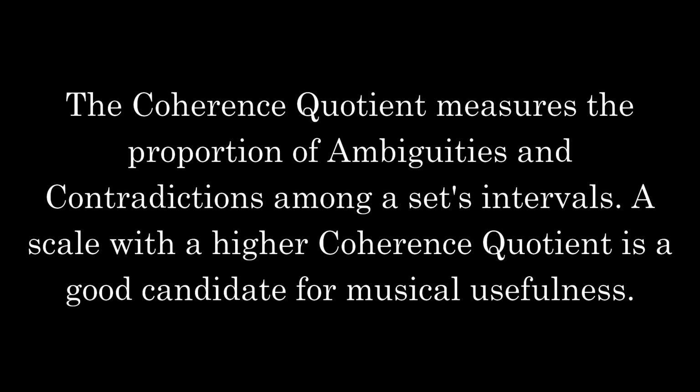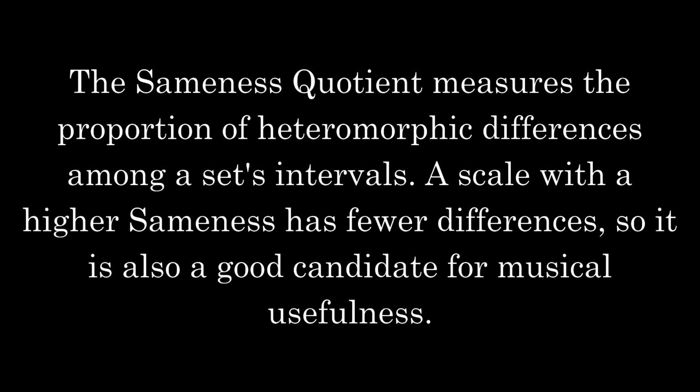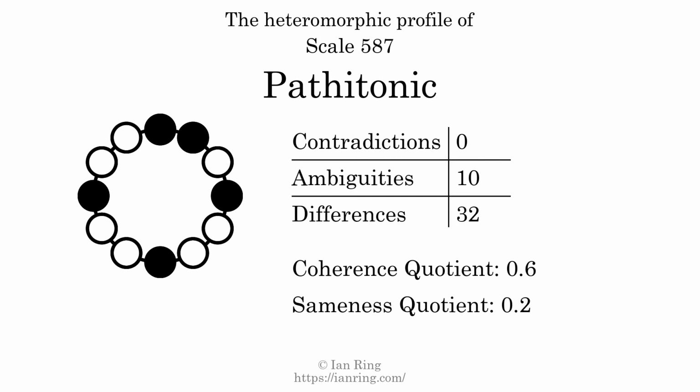The coherence quotient measures the proportion of ambiguities and contradictions among a set's intervals. A scale with a higher coherence quotient is a good candidate for musical usefulness. The coherence quotient is 0.6. The sameness quotient measures the proportion of heteromorphic differences among a set's intervals. A scale with a higher sameness has fewer differences, so it is also a good candidate for musical usefulness. The sameness quotient is 0.2.